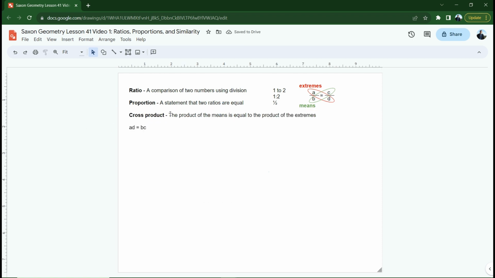We can solve proportions by finding the cross product. And the cross product works like this. The product of the means is equal to the product of the extremes. So if I do A times D, I could say that A times D is equal to B times C. Now, you may have never referred to these as extremes and means before, but you probably have referred to the process cross multiply and divide. And that's what this is.